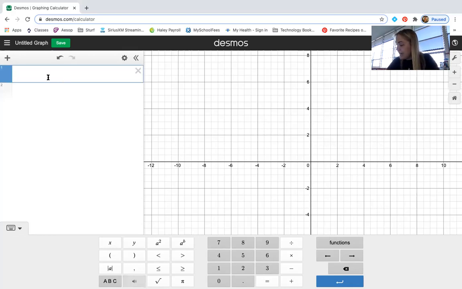And for G, we have y equals, and then I'm going to find where square root is. It's right here. Square root of 4x. And you can see that's not a straight line. Do not circle G.